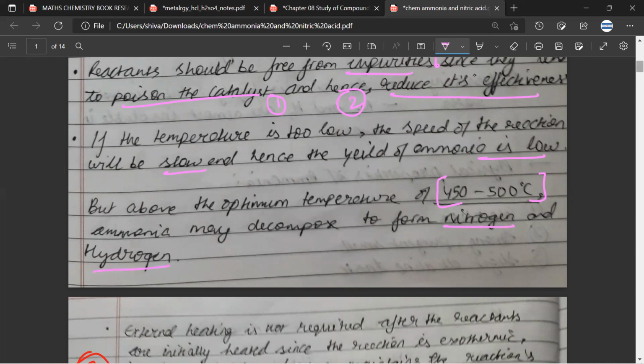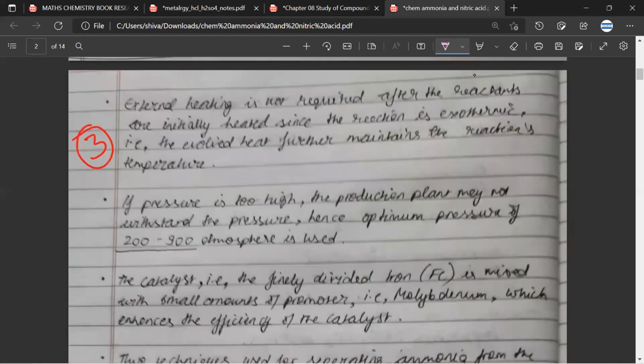Okay, let's move on to the next question. External heating is not required after the reactants are initially heated, since the reaction is exothermic. So this is the reason. Since the reaction is exothermic, the evolved heat further maintains the reaction's temperature. This is a very important question that they may ask: why is external heating not required after the reactants are initially heated? And this is the answer.